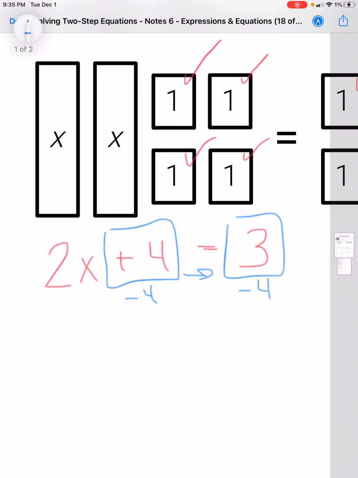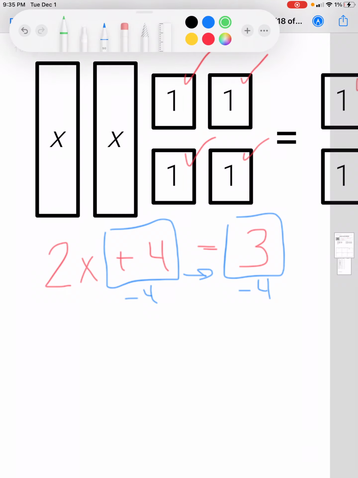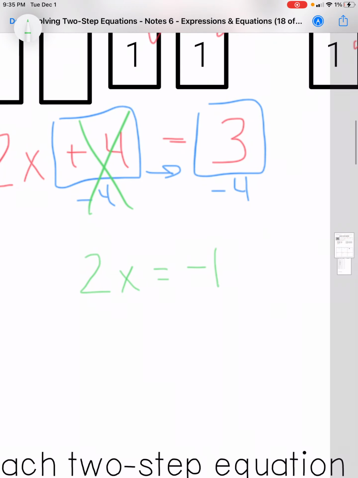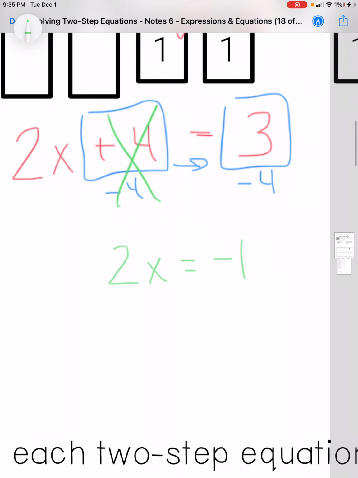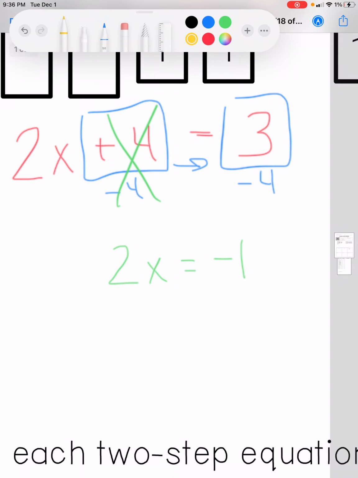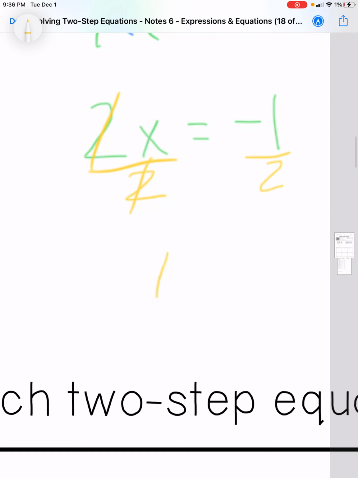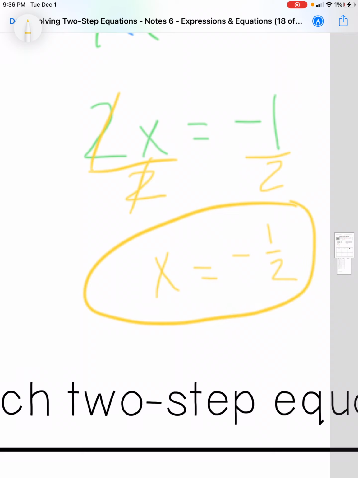I'm going to change my color again. Let's go with green this time. Okay, so we're left with those cancel. I'm left with 2x equals -1. Okay? Now that looks like a one-step equation, which we should know how to do. So once again, I'm going to change my color. How do we get rid of that 2 times x? Well, we do the opposite. We divide both sides by 2. Guess what happens to those 2's? They cancel. I'm left with x equals -1/2. That is your answer.